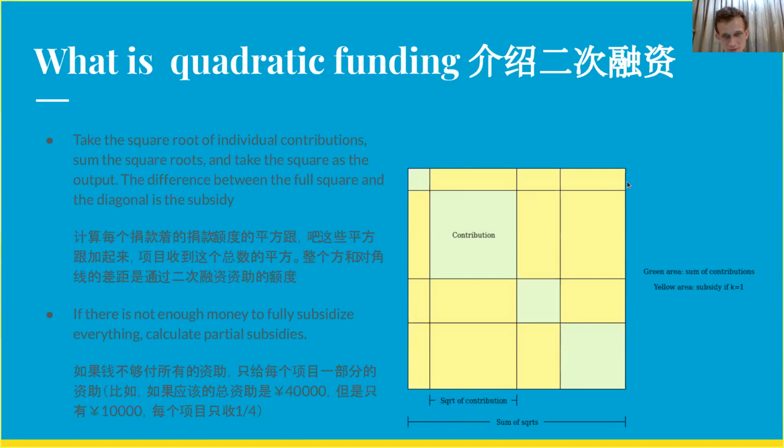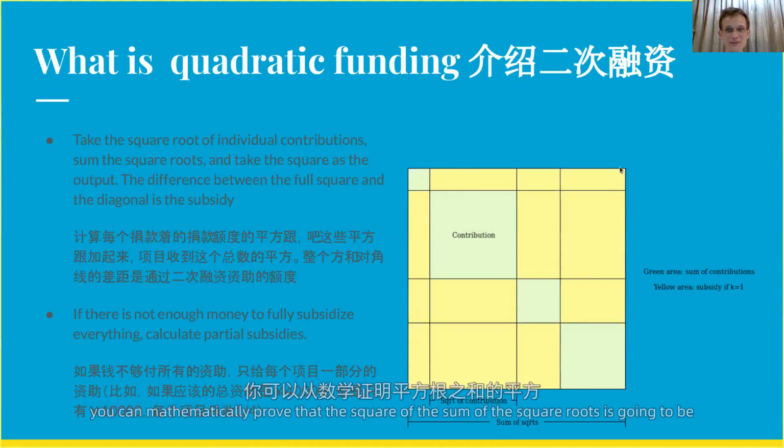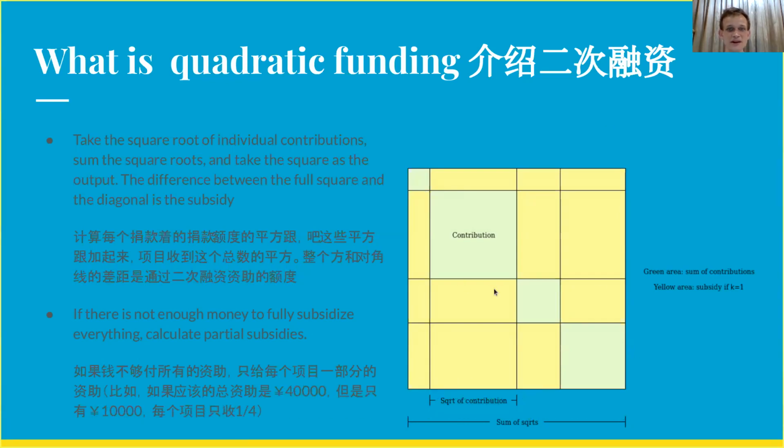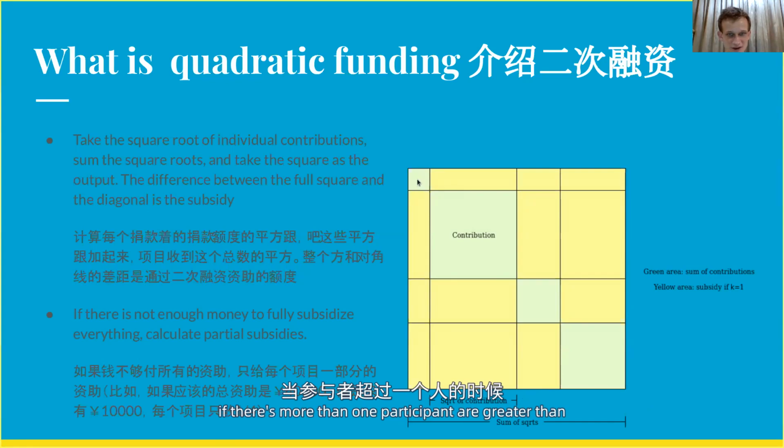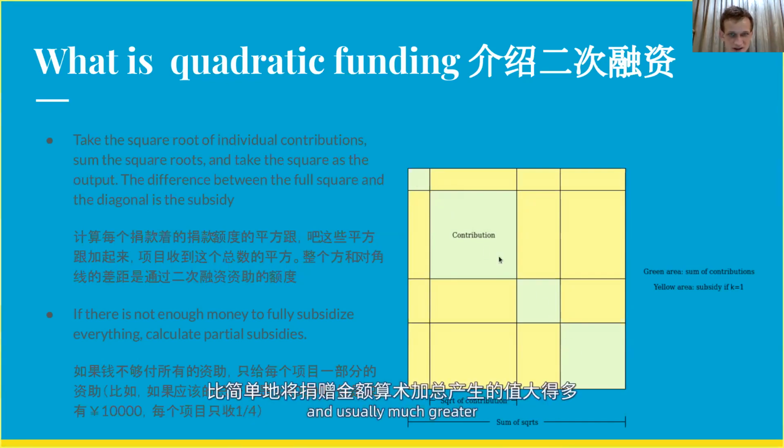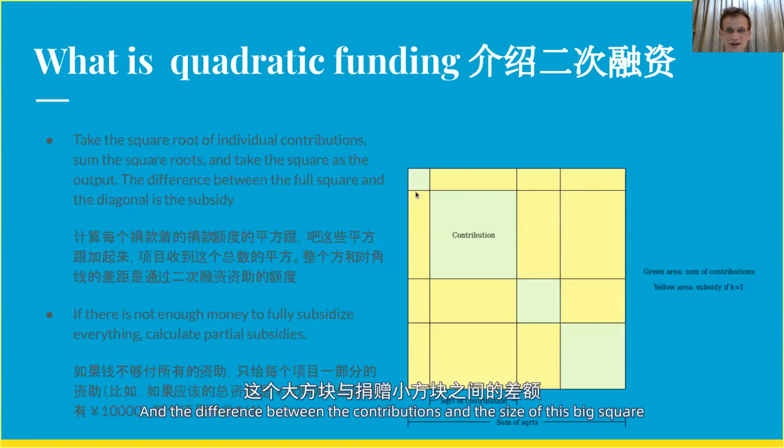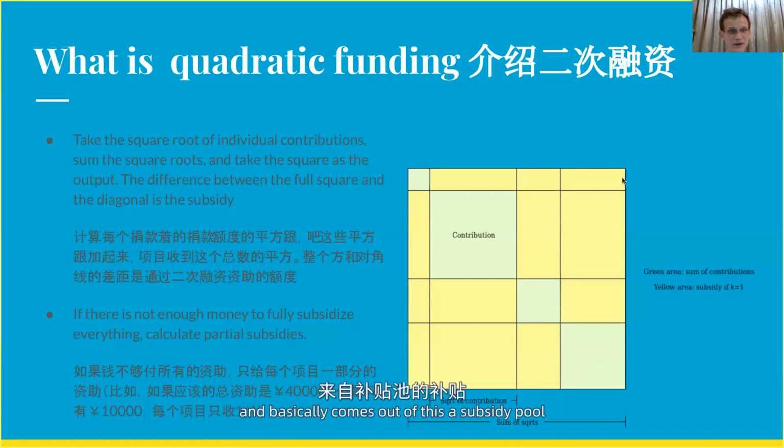That big square, this square of the sum of the square roots, is the amount that the project receives. Now, in general, you can mathematically prove that the square of the sum of the square roots is going to be, if there's more than one participant, greater than just the sum of the contributions themselves, and usually much greater. And the difference between the contributions and the size of this big square comes out of this subsidy pool.